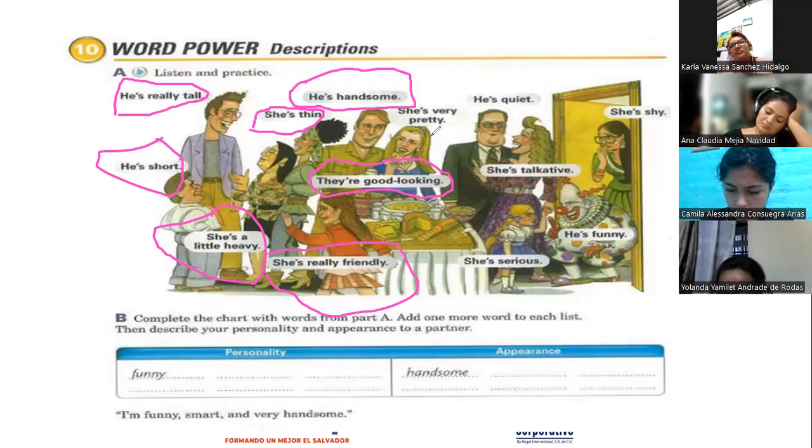Y para ella, she's very pretty. Para él es handsome, para ella es pretty. En ese caso, ella es muy bonita. She's very pretty. So you can see that she's very pretty. So you can see the answer here. So she's very pretty.